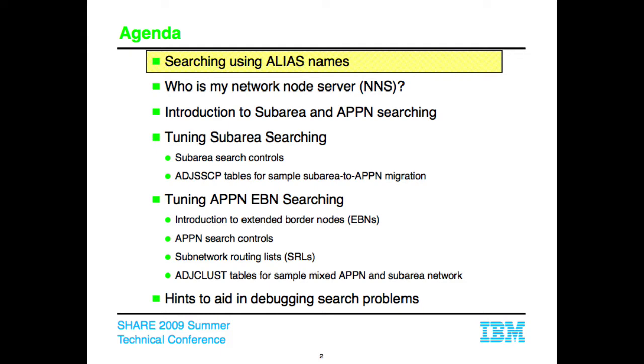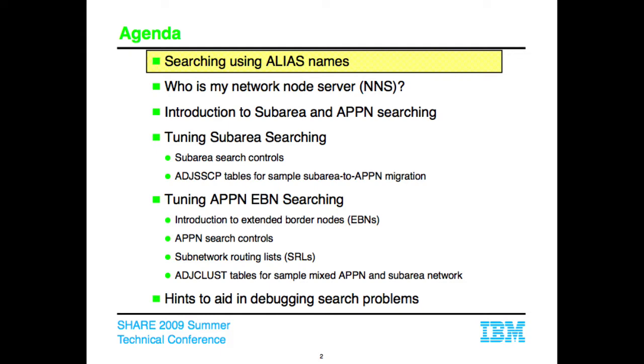Most of APPN searching really does not require any tuning, but there are some tuning knobs that you can use when you're doing border node searching controls. So I will be discussing those. I'll talk about what border nodes are. I'll talk about the controls that you have for APPN border nodes.